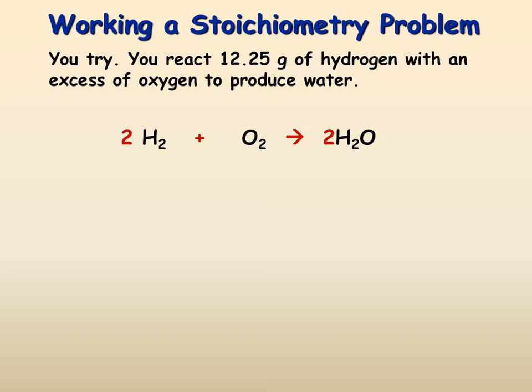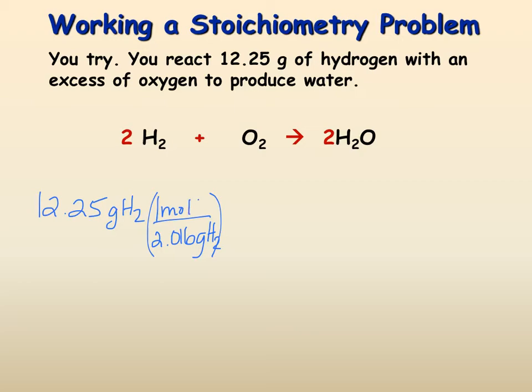Then I need to set up my stoichiometry, which is my 3 steps of dimensional analysis. 12.25 grams of hydrogen. The molar mass of hydrogen is 2.016 grams. That's going to be equal to 1 mole of hydrogen. My molar ratio step, I'm going to put 2 moles of hydrogen, because that's the ratio number. And I want to go to water, so that's going to be 2 moles of water.